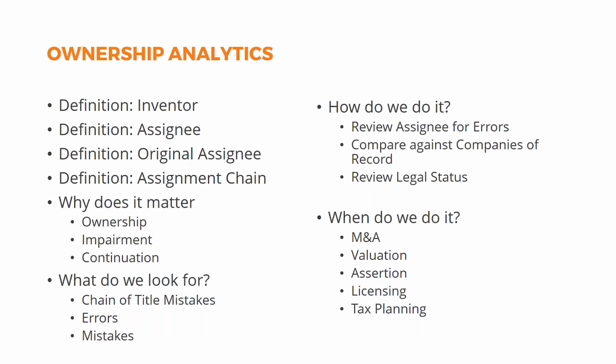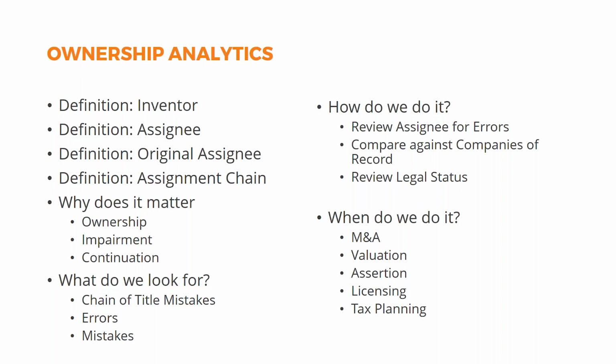Ownership analytics, another fun area. We did a quick definition. Inventor, in the U.S., is the person who invents. In other countries, it's the person who the company decides is the inventor, as the applicant. Definition of assignee is who is assigned the invention. That doesn't always happen, but in the corporate ownership situation, the corporation is generally the assignee.